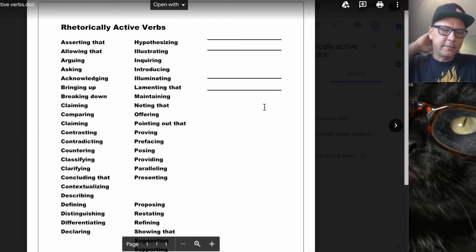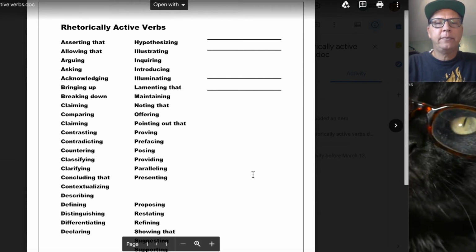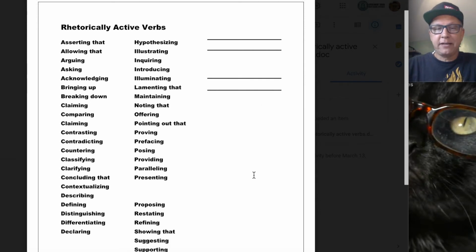But I particularly am going to be using this list today. And what a rhetorically active verb is just what it sounds like, right? It's a word or verb, an action word that kind of helps you hone in on rhetorical movement. In other words, what a speaker's trying to do or a writer's trying to do in their work. So you see like asserting, allowing, arguing, claiming, countering, defining, providing. So there's all these kind of ing words here.